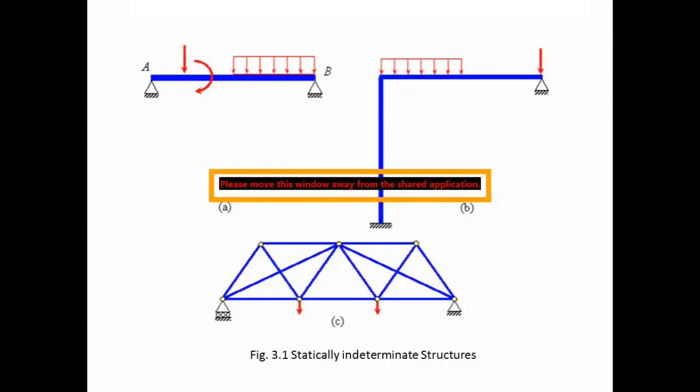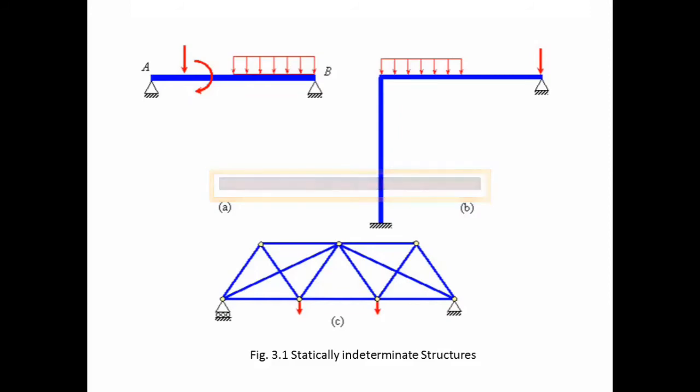Number of reactions? 3. So m plus r is how much now? M is 13, r is 3. 13 plus 3 is 16. Now from this 16, we will subtract 2 into j. So j is the number of joints. How many joints are there?